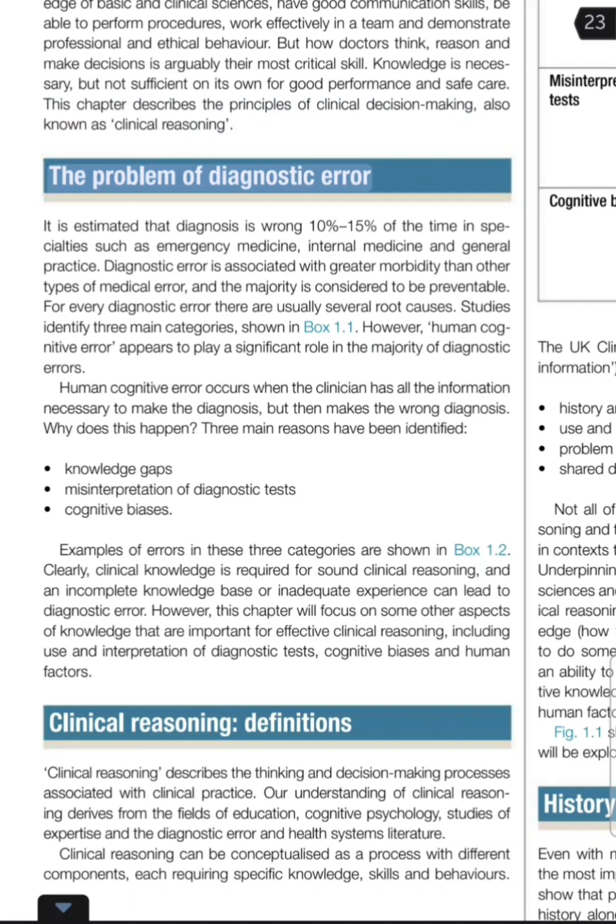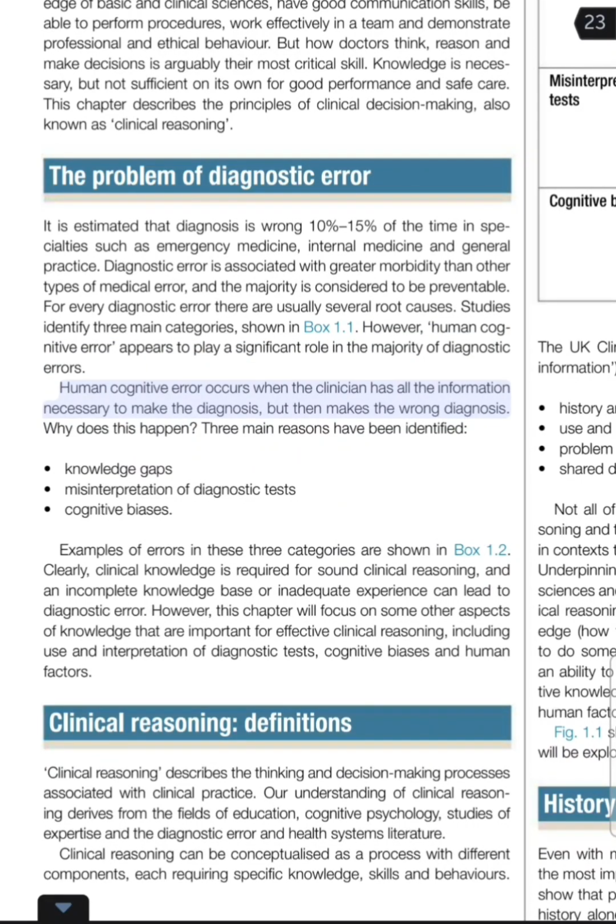The problem of diagnostic error. It is estimated that diagnosis is wrong 10%-15% of the time in specialties such as emergency medicine, internal medicine, and general practice. Diagnostic error is associated with greater morbidity than other types of medical error, and the majority is considered to be preventable. For every diagnostic error there are usually several root causes. Studies identify 3 main categories, shown in box 1.1. However, human cognitive error appears to play a significant role in the majority of diagnostic errors.